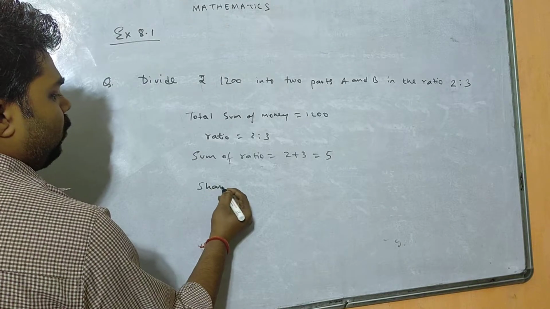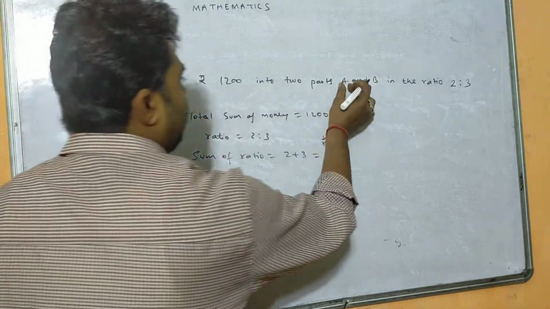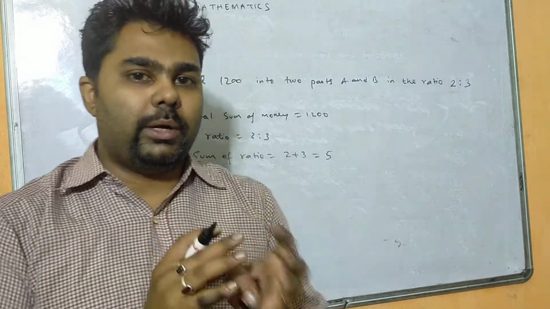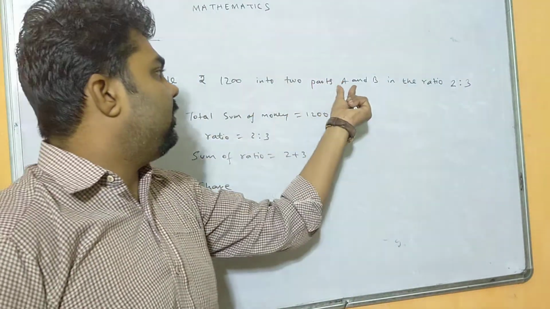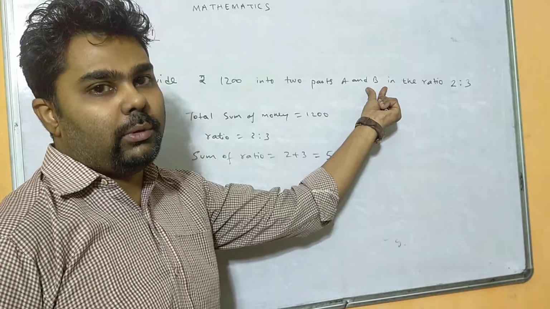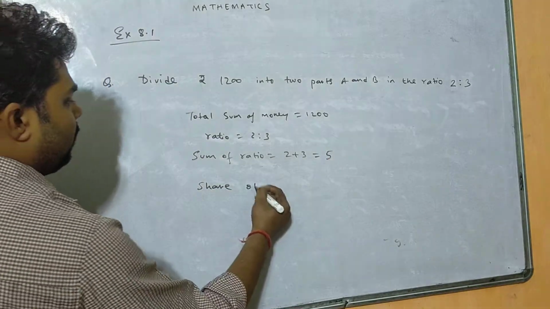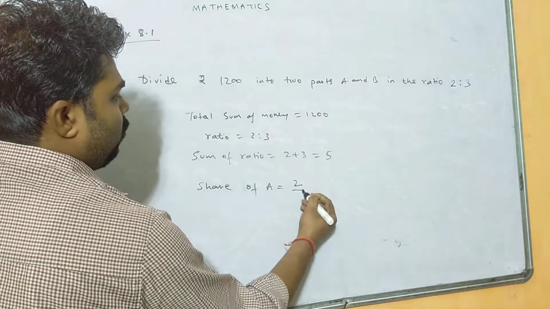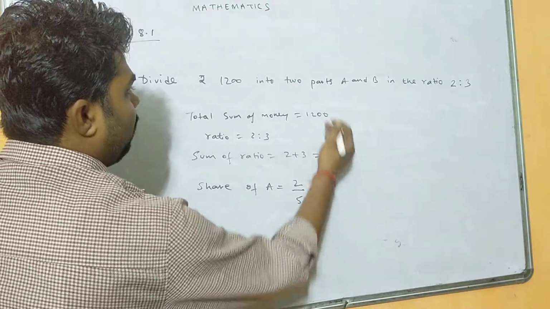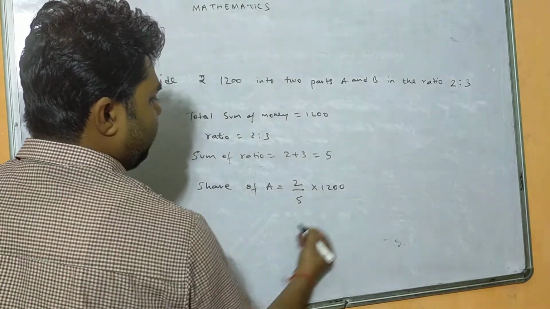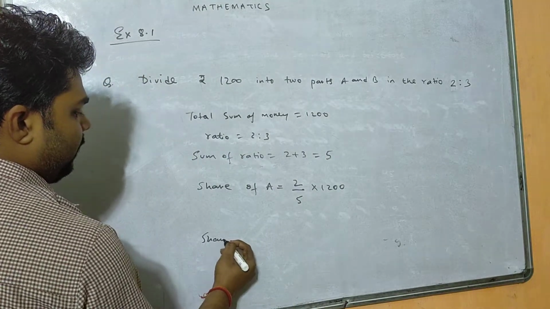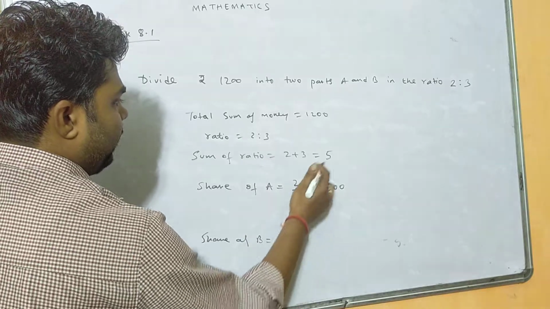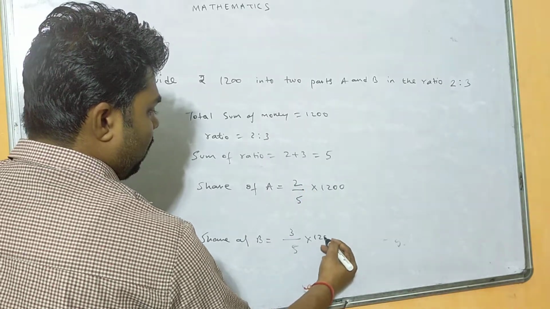Now we have to divide this 1200 into A and B. Suppose A and B are friends, okay? So between two friends I have to divide this 1200. So what will be the share of A and what will be the share of B? That one we have to find. So share of A, so which ratio is for A? This is for A. That means 2 by 5 into total, that is 1200. Okay. Similarly, share of B will be, this is for B, 3 by 5 into 1200, right?